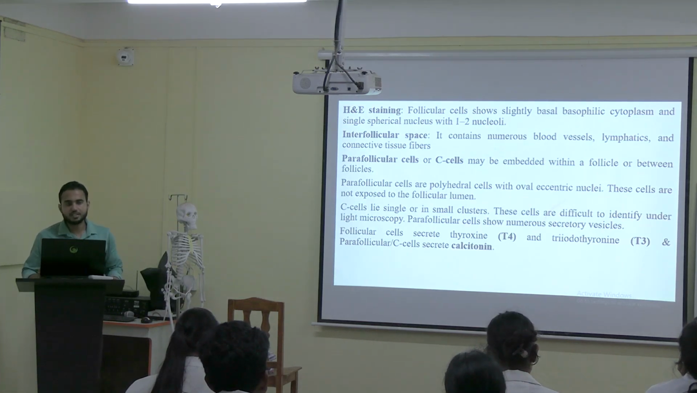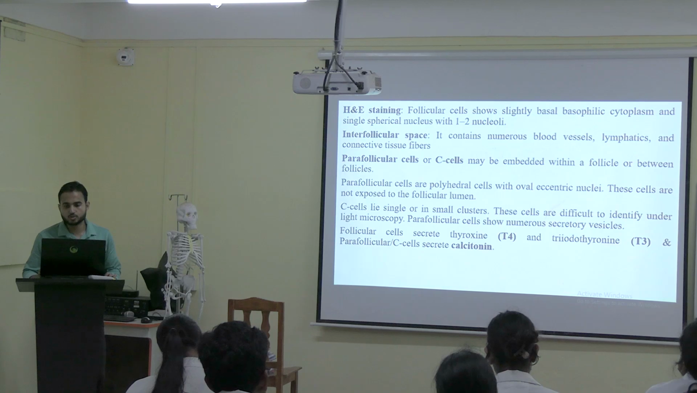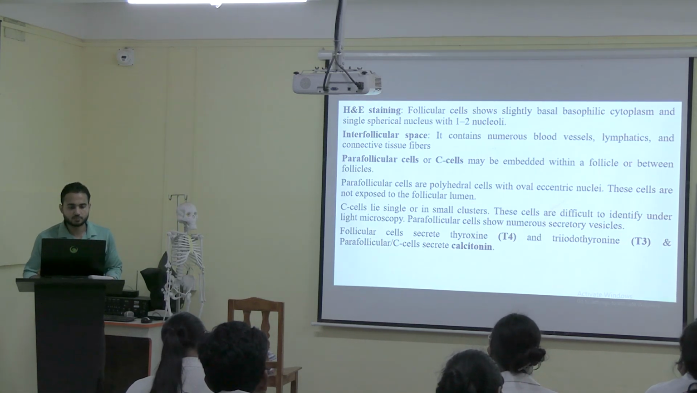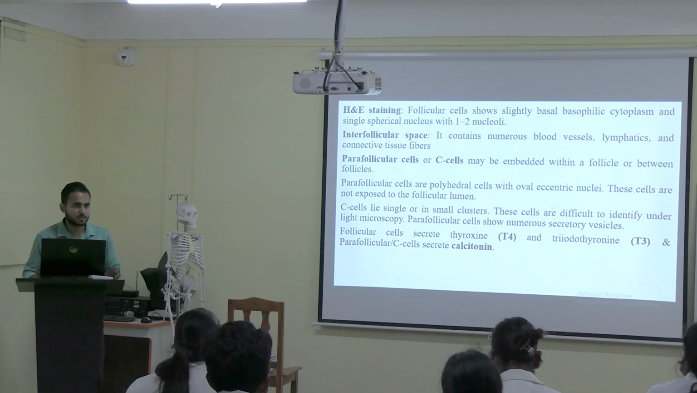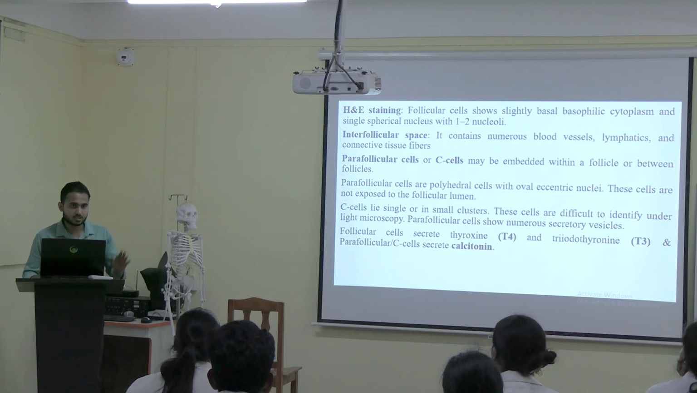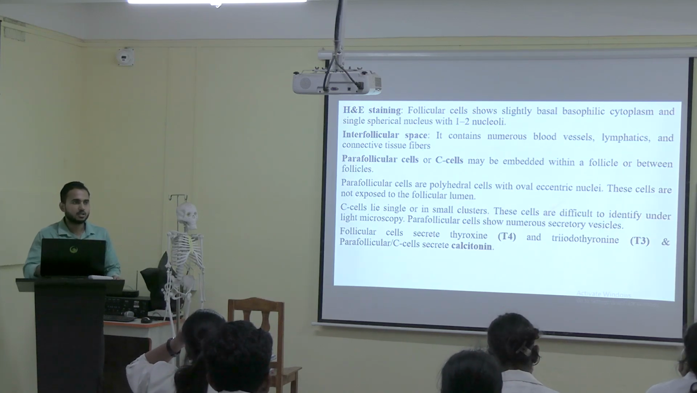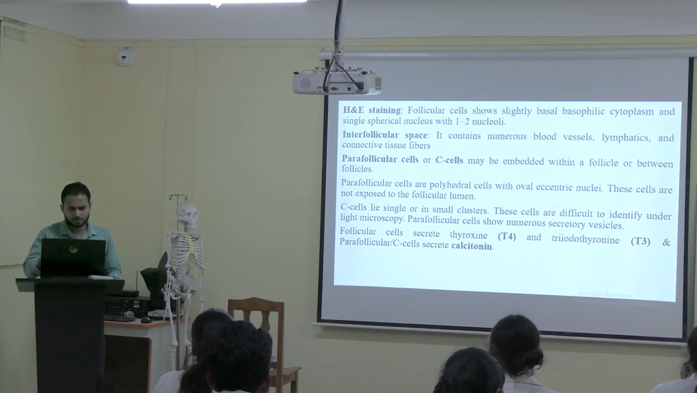Next, under H&E section, the follicular cell shows slightly basal basophilic cytoplasm and spherical nucleus, and sometimes one or two nucleoli are present. What is the meaning of this? When you will be preparing the H&E slide of thyroid gland, the follicular cells show slightly basal basophilic. What is the meaning of this? Basal basophilic cytoplasm. That means basal part will be darkly stained. Okay, basal basophilic. Okay, darkly stained, or you can say basal part will appear purple or blue in color. Okay, that is basal basophilic.